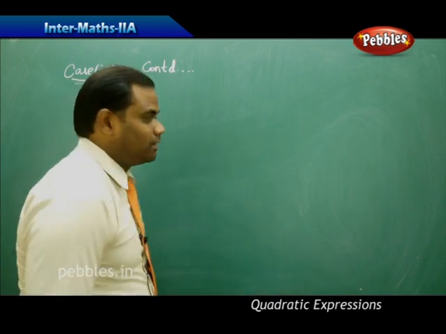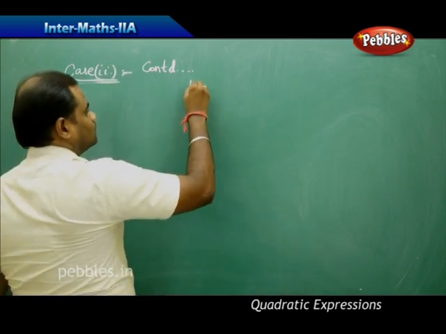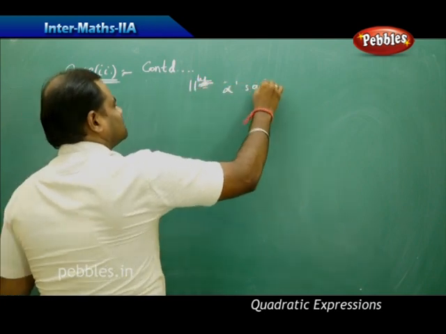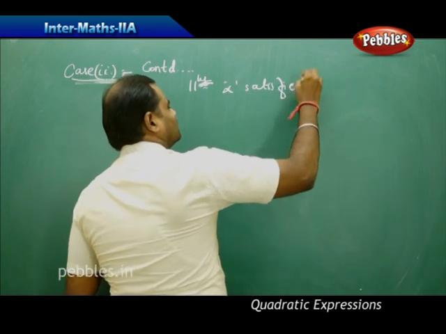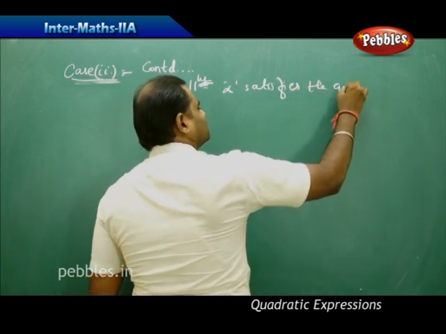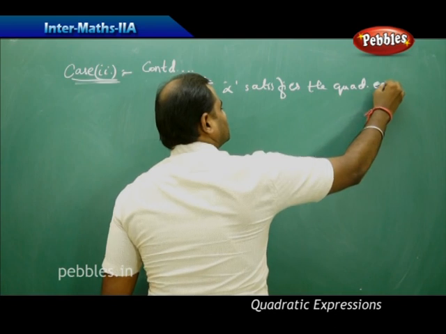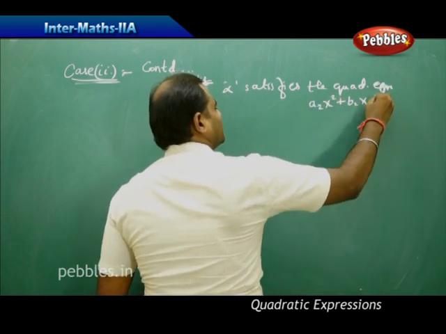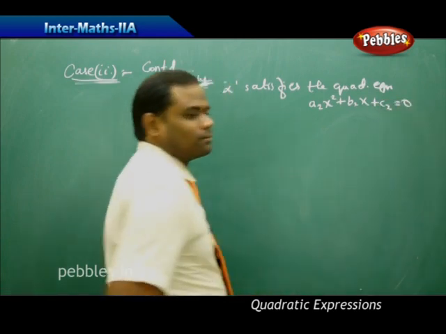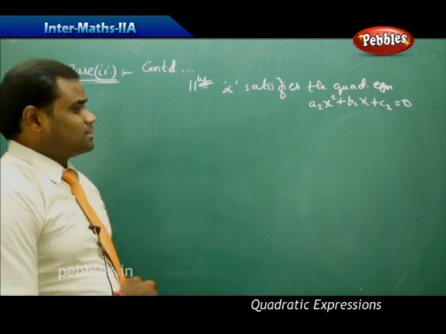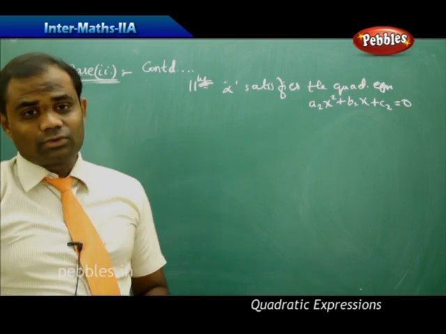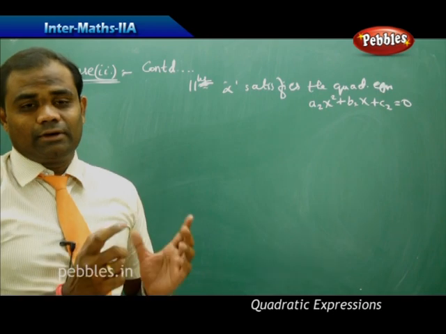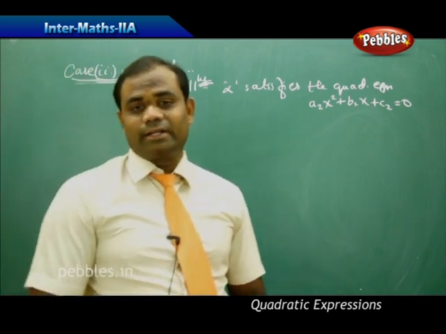So similarly, we have alpha satisfies the other quadratic equation a2x squared plus b2x plus c2 equal to 0. Therefore, since alpha satisfies, or alpha is the root of both the quadratic equations, we say that alpha is the common root of the two quadratic equations.